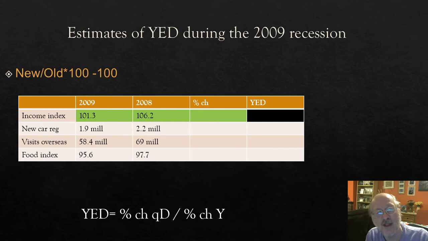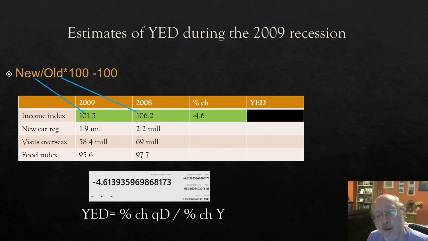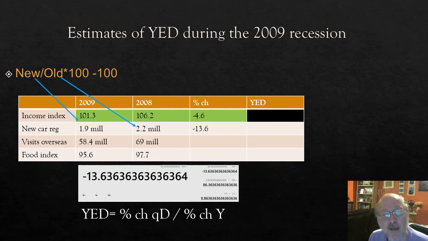So I've gathered there the data for 2009 when we were in the middle of the recession compared with 2008. So I'm going to first of all calculate the percentage change in income. The new figure is 101.3 divided by the old figure 106.2 times 100 minus 100. So the economy shrank by 4.6%. I'm going to do the same thing for new car registrations. 1.9 divided by 2.2 times 100 minus 100 gives me a fall in car sales of 13.6%.